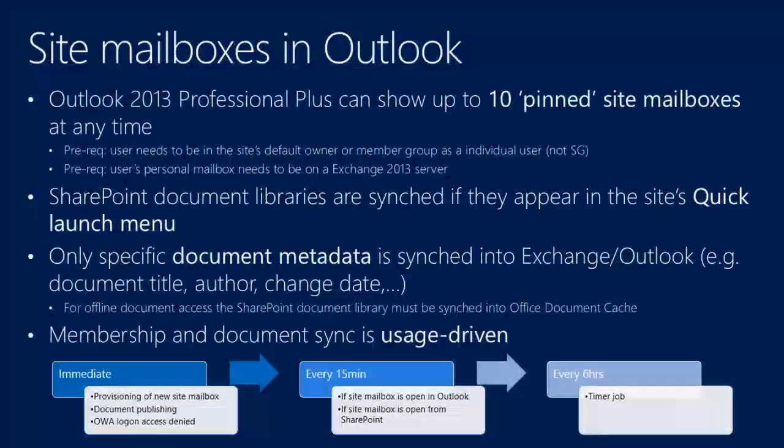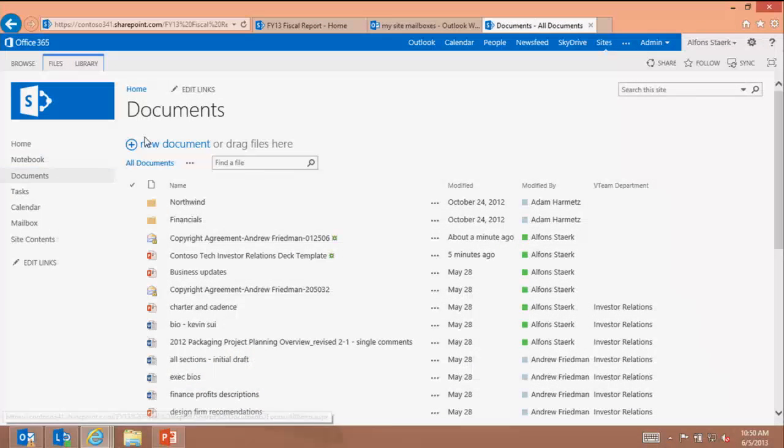SharePoint document libraries, and this is not library, it's libraries, are synced to the site mailbox if they show up in the quick launch menu. And just for those of you who are more Exchange guys than SharePoint guys, what I mean by that is this menu here. If your SharePoint site has multiple document libraries, you can decide which ones you want to sync to a site mailbox by pinning them to the quick launch list. You can have 1, 2, 3, 4, 5, 10, however many you want, synced over to the site mailbox and then shown in Outlook.